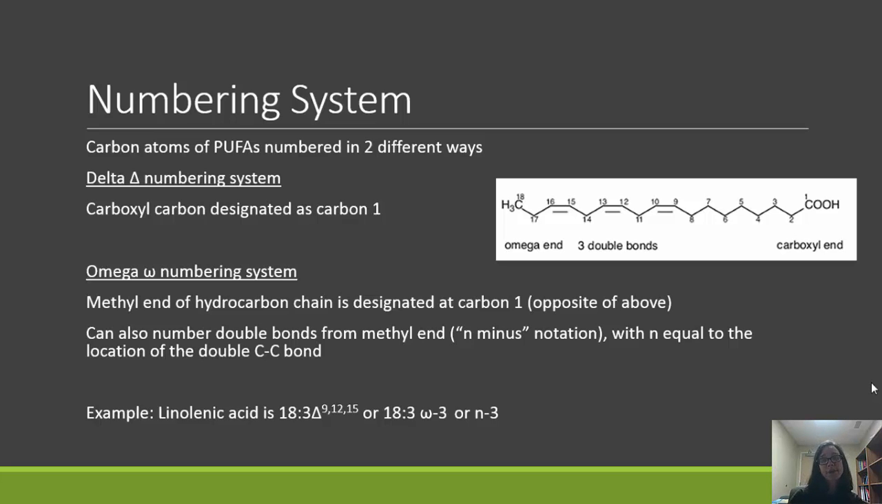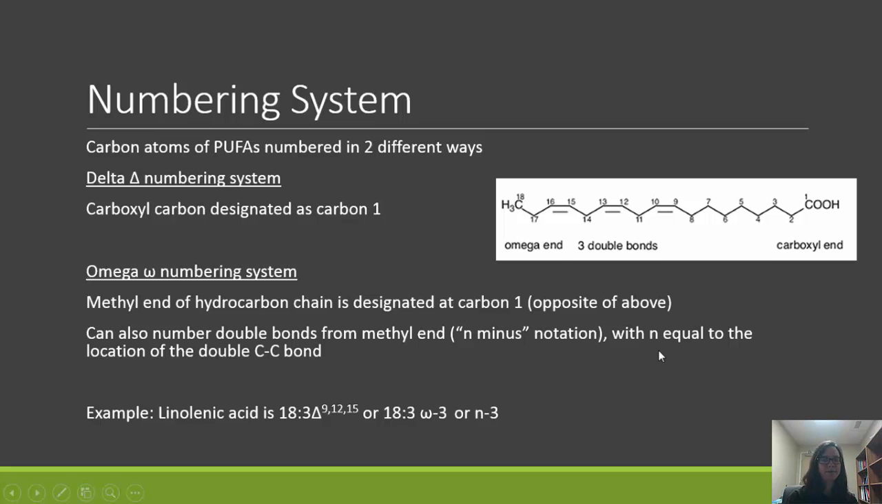Okay, so we talked about the numbering system, where one example is here, where we have 18, so linolenic acid, 18 carbons with 3 double bonds, okay? So that's consistent here. However, we have 2 different numbering systems. The first is the delta numbering system, where it starts with carbon 1 at the carboxyl end of the fatty acid. Now, the omega numbering system, just to confuse you, is opposite, where we start our counting of carbon 1 at the methyl end of the fatty acid.